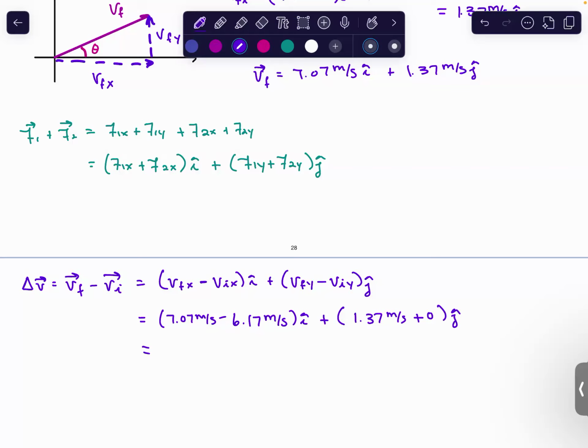When you add all this up, what you're going to get, your delta v, is 0.90 meters per second I hat, plus your 1.37 meters per second j hat. Now, if you want the magnitude of this change in velocity, now you do what you were talking about. You have to get your new vector first.